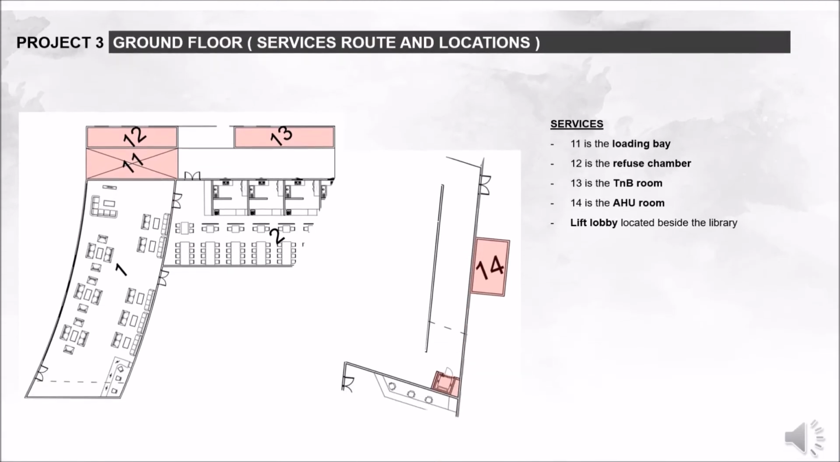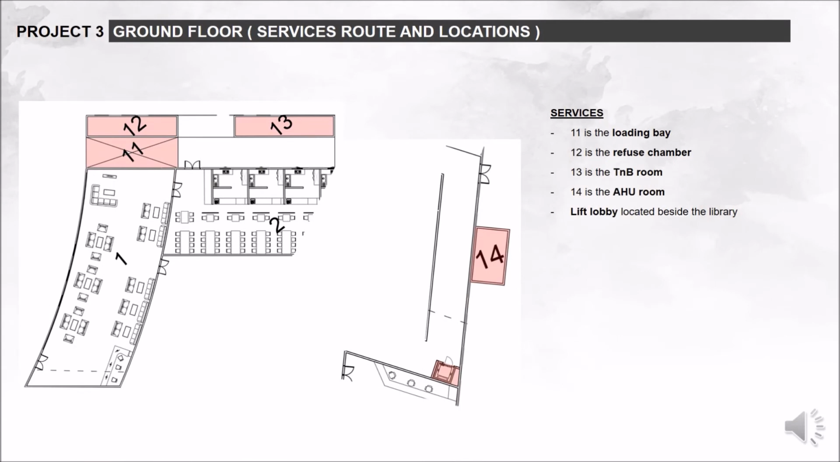Next, I would like to talk more about the spaces in the building. First, the services area. The loading bay and the refuse chamber are located at number 11 and 12 near the main road, so it is easier for the delivery and removal of items. 13 is the TNB room, 14 is the ASU room, which is located at the rear of the building, and the lift lobby is located beside the library so people can access up to the first and roof level.